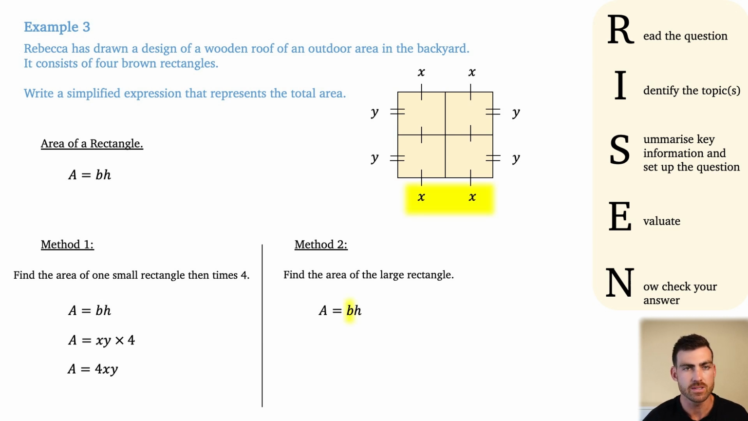First, looking at the base is x plus x. Simplifying this is just 2 lots of x, or 2x. Similarly, for the height, we have y plus y, which is 2 lots of y, or 2y. Now that we have the base and height, 2x times 2y, this equals 4xy.